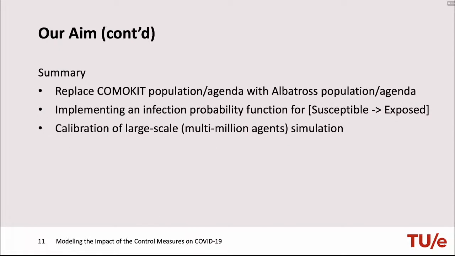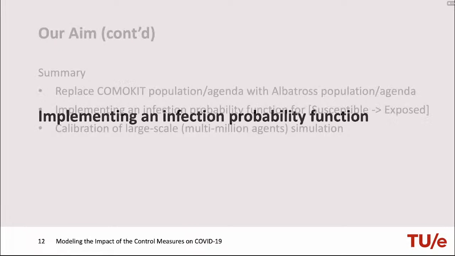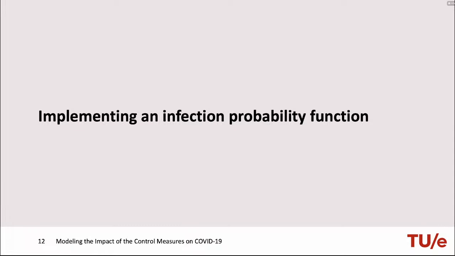To sum up, our aims can be summarized into three folds. First, it will replace CommonKit population agenda with Albatross population agenda. Second, a new infection dynamics module will be implemented. Third, the combined model will be calibrated in terms of the epidemiological parameters in the infection dynamics function. Next, I will explain how we develop an infection probability function, which is a core component to integrate CommonKit and Albatross.